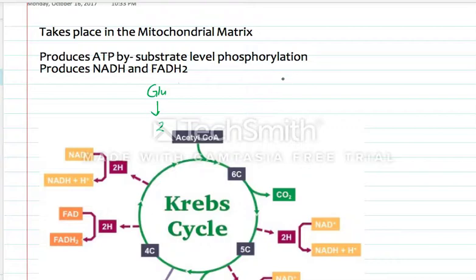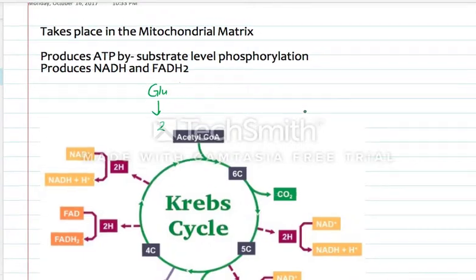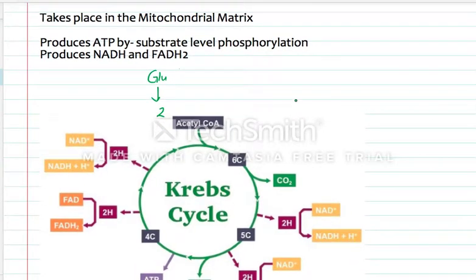Now, again, to reiterate, this process takes place in the mitochondrial matrix. It produces ATP by substrate level phosphorylation. Just to review, substrate level phosphorylation means that an enzyme is taking a phosphate off a molecule and putting it on ADP to make an ATP. Now, in the Krebs cycle, this happens indirectly, but it happens this way nonetheless.